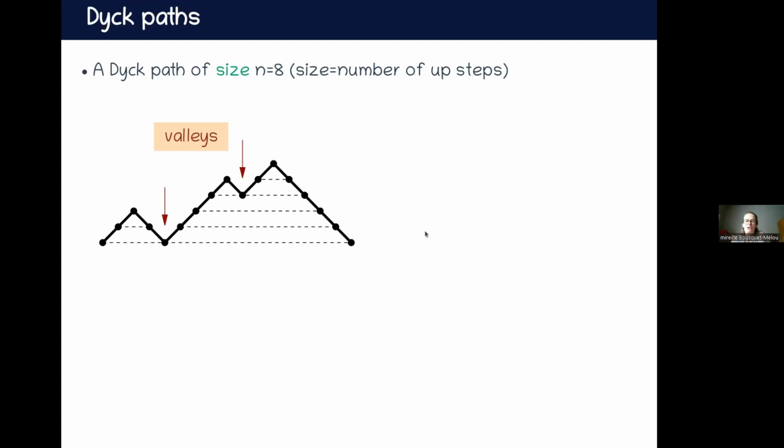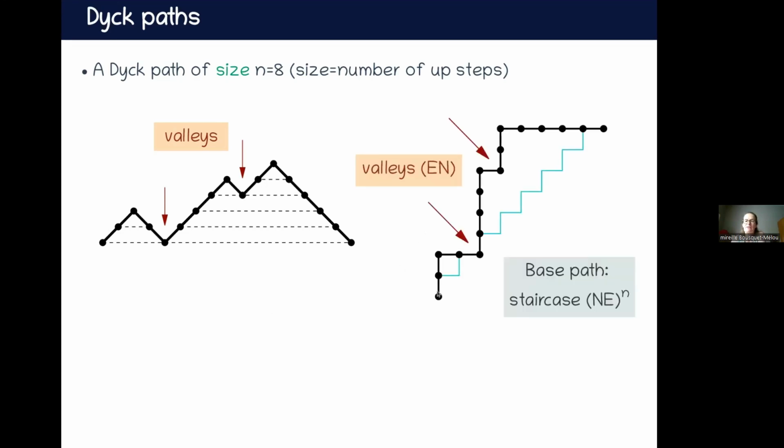And then in most of my slides, these Dyck paths will be rotated by 45 degrees. So they now consist of north and east steps, and they lie above what I call the base path, this light blue path, which is northeast repeated n times. And this is what the valley becomes. Now, in addition to these familiar paths, we'll also consider sometimes just arbitrary paths or walks consisting of north and east steps.